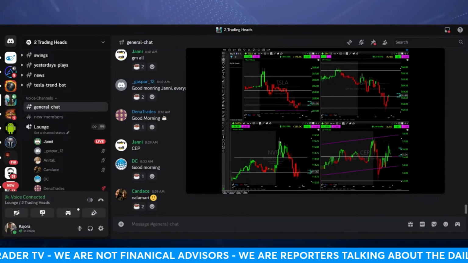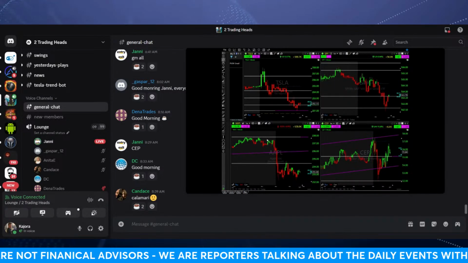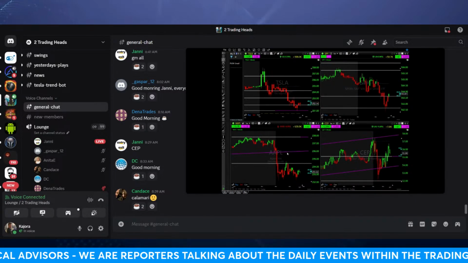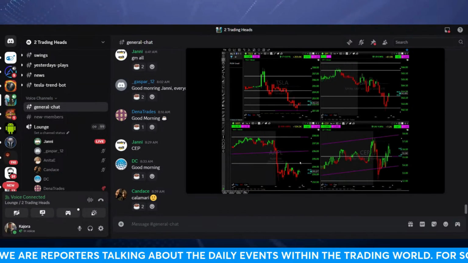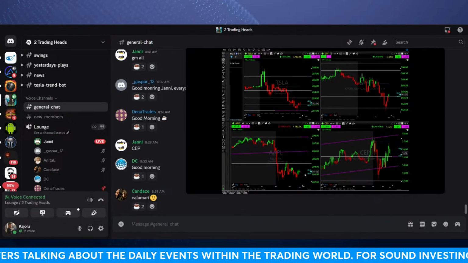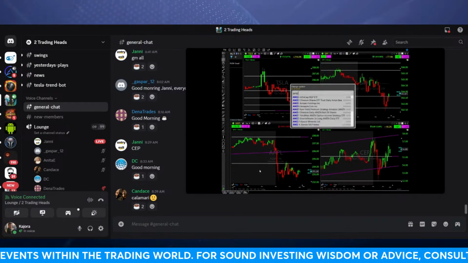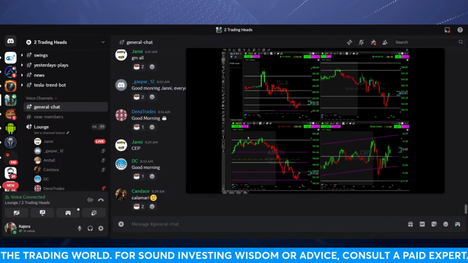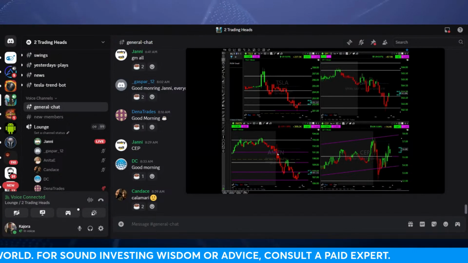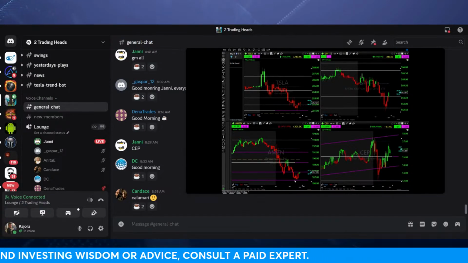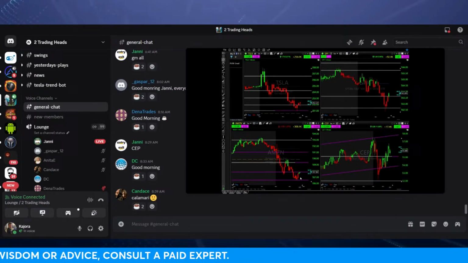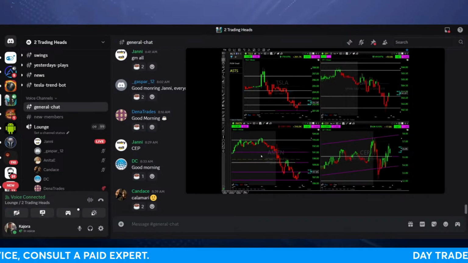Now, guys, this is your Apple. How it broke under your support lines, came back up, testing resistance, doesn't want to push through, and right now we are just grinding sideways. Amazon, beautiful break. Came up to a double top here, broke under your resistance and came down to the next support level, and right now is trying to hold here.